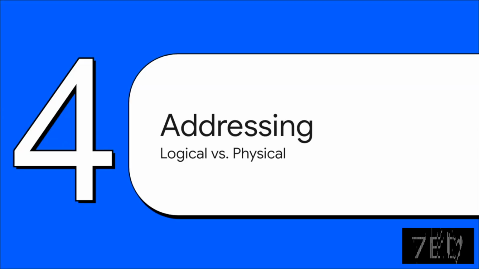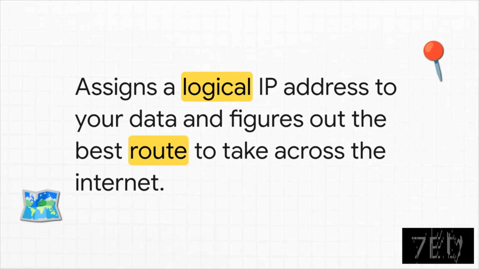So, our data is chopped up and ready to ship. But where exactly is it going? It needs an address. Actually, it needs 2 very different kinds of addresses to get to its final destination. First up is the network layer. This is where your data gets its IP address. Think of this as the full mailing address, the city, state, and street name. It's a logical address that lets routers all over the internet figure out the absolute best path to get your data to the right network.